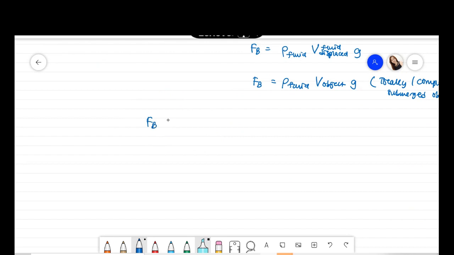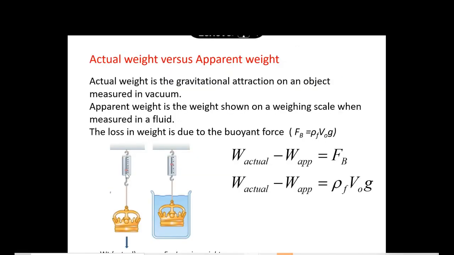Buoyant force magnitude can also be found by comparing the actual weight and the apparent weight. Actual weight means the weight that you measure when you place the object on the balance scale in air. Apparent weight means the reading that you get from the scale when you place the object in a fluid. Of course, there is a buoyant force acting on this object, so the apparent weight reading is less compared with the actual weight. The difference between the actual weight and the apparent weight is equal to the magnitude of the buoyant force.